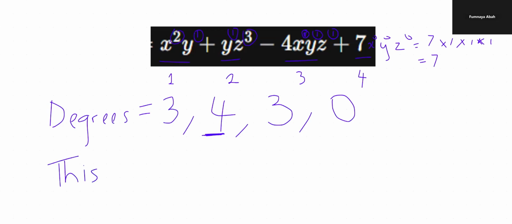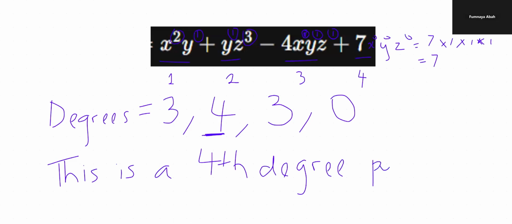And I actually did forget to rearrange this polynomial, because we can see now that 4 is in the middle. So 4 should have been the first degree, so we would have had 4, 3, 3, and 0. So the degrees should have been in descending order. This shows why it's important to rearrange a polynomial so that the exponents are in descending order, because we can see now that this is a fourth degree polynomial. So a common mistake would have been to assume that it would have been a third degree polynomial.